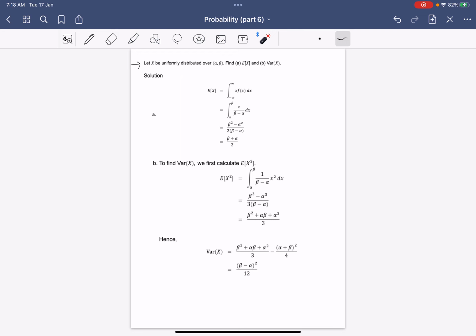Now if you want to find the variance, you just need to calculate E[X squared], and then you minus away E[X] whole thing squared. And really when you simplify, you just get the following. So I hope we see how we want to use the normal distribution and now the uniform distribution.